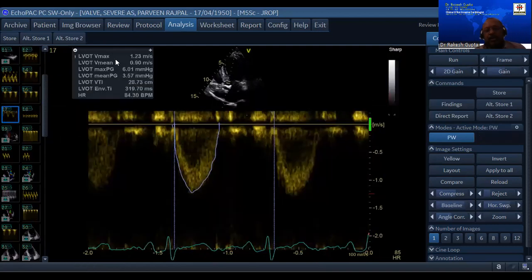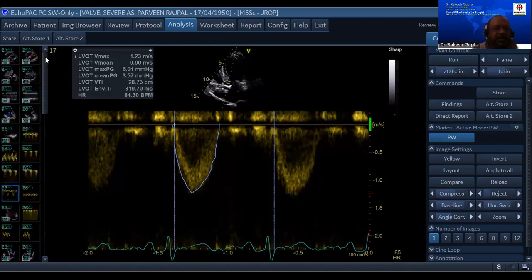So this is LVOT max. What we got is LVOT VTI is 28.73. Right? And what else do you need now? LVOT diameter. Wonderful.